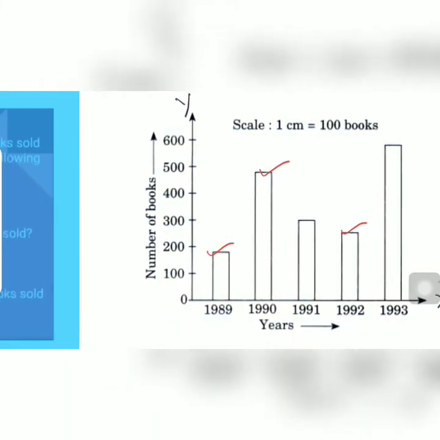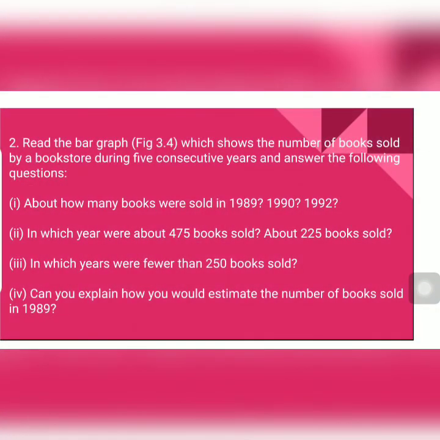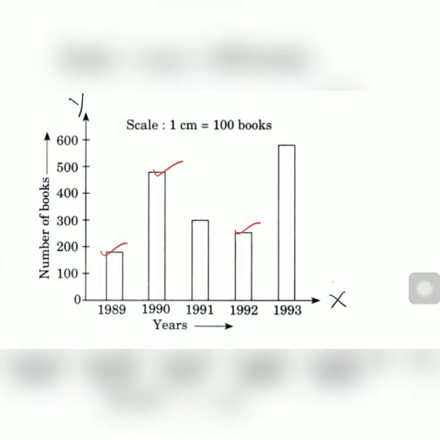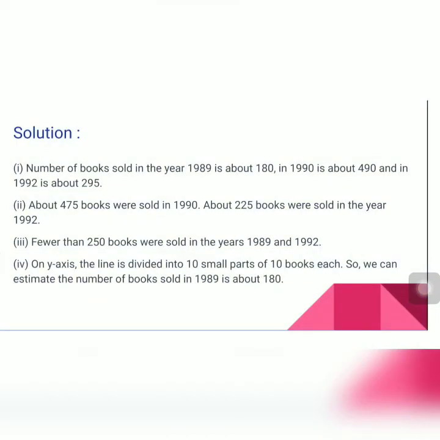Now the next question. In which year were fewer than 250 books sold? So less than 250, we can see that this bar can be termed as less than 250, and this can also be termed as less than 250, because just now we said that the approximate value for this particular bar is 225. So we can say that fewer than 250 books were sold in the year 1989 or 1992.